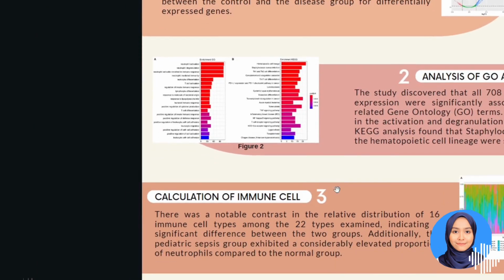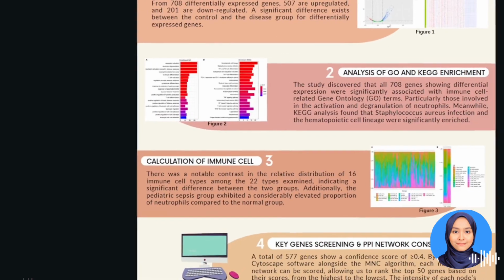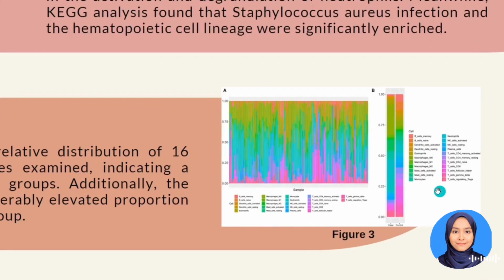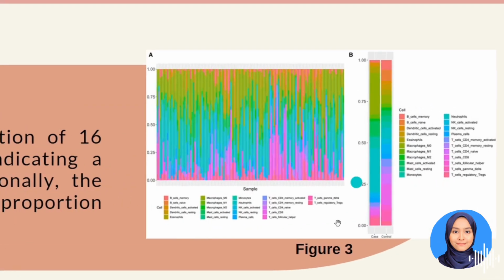For calculation of immune cells, after observing the strong correlation in the GO and CAC results, researchers then investigated the variation in immune response among different groups of samples by analyzing the immune cell composition. The result shows these two groups have a significant difference in the relative proportion of 16 immune cells among 22 types of immune cells. Additionally, the pediatric sepsis group demonstrated a significantly higher proportion of neutrophils compared to the normal group. Based on Figure 3, it shows a schematic diagram of the difference between immune cells.